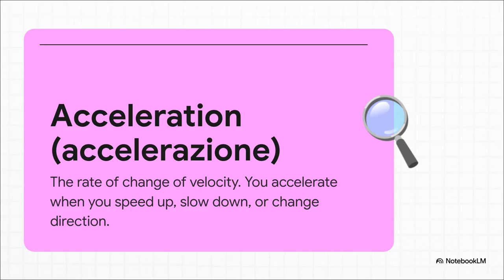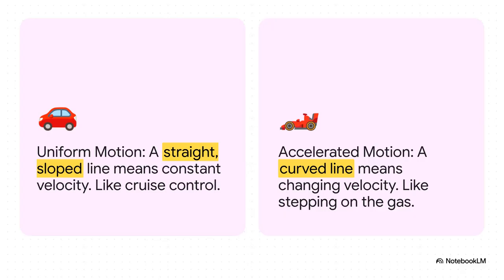So any change in velocity is acceleration. That means speeding up is acceleration, but slowing down is also acceleration. Even just turning a corner at a constant speed is acceleration because you're changing your direction. Wild, right? And what's really cool is we can actually see this in a graph.